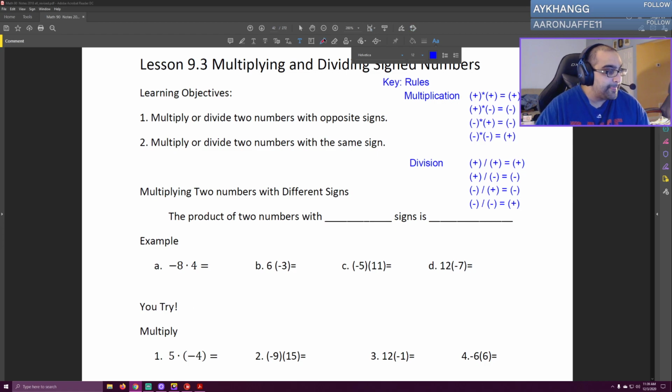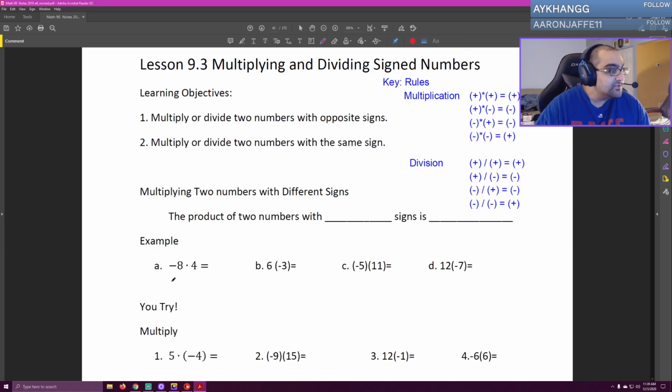Now, to highlight this, let's take a look at this first question. We have negative 8 times 4. Let's look at our rules. We have a negative times a positive. So what should our answer be? Should our answer be positive or should our answer be negative?